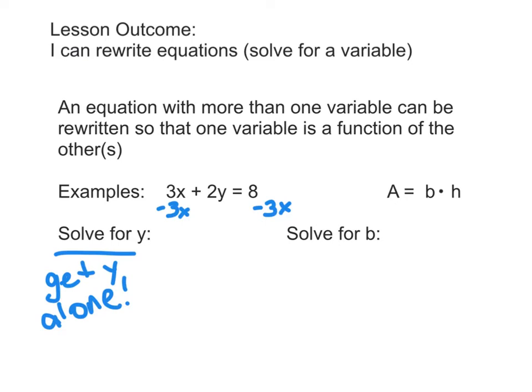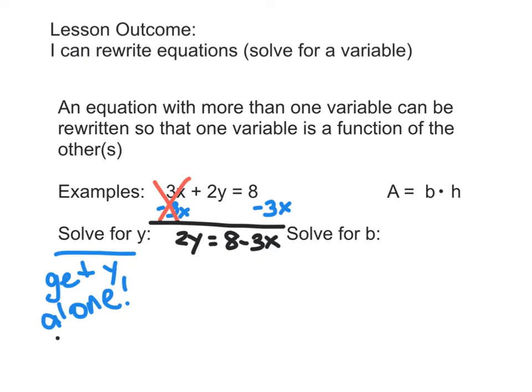So when we do this, our 3x and our negative 3x make 0. So we're left with 2y equals, and then we have an 8 and a negative 3x. We can write this two different ways. We can write 8 minus 3x, or we could have written it negative 3x plus 8. Either way would be completely correct.